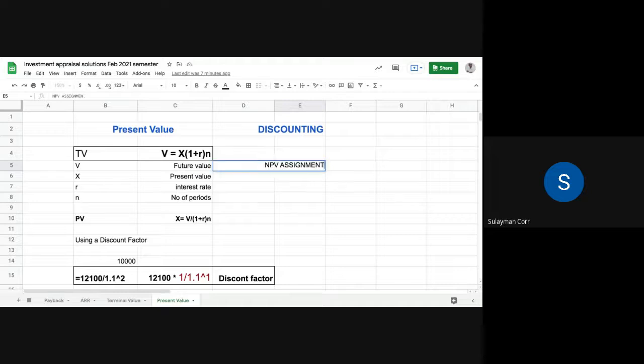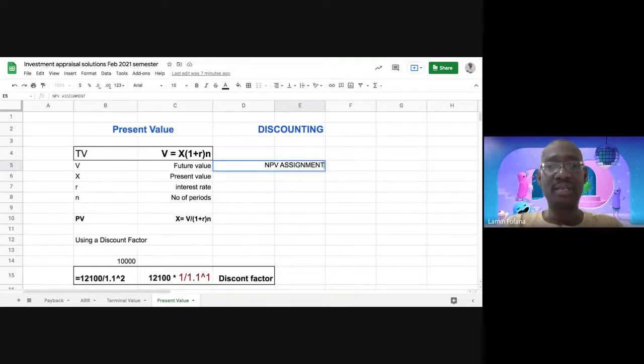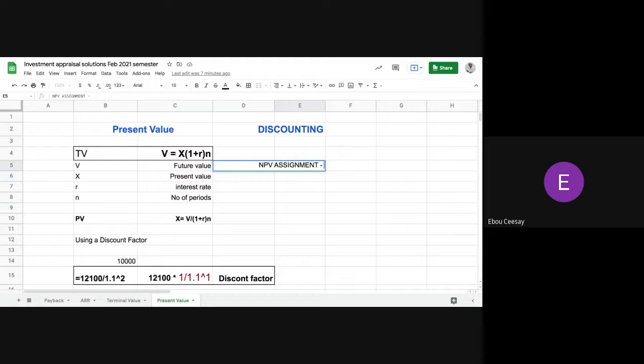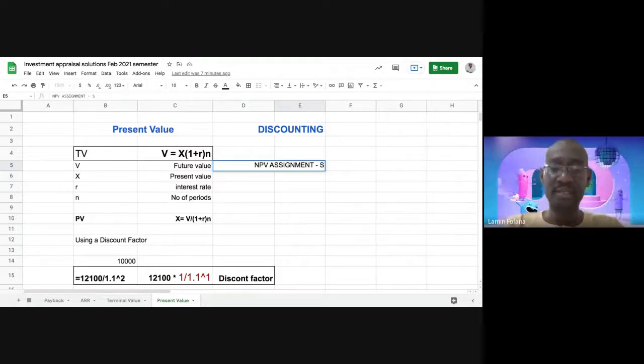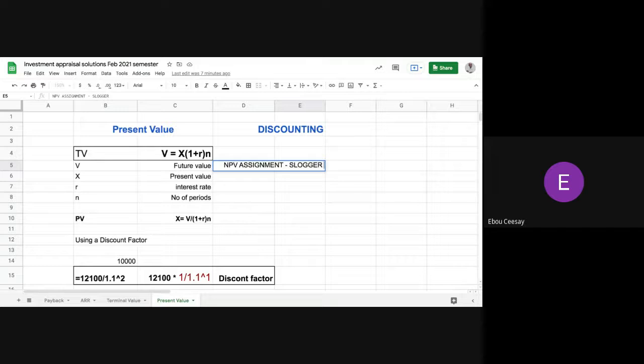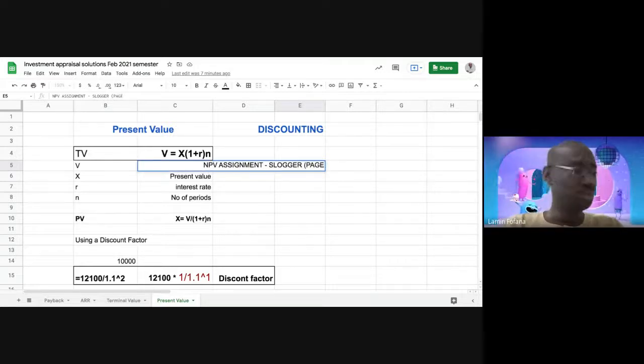Yes. NPV analysis. Yes, sir, you're copying. Page 9 of the handout.